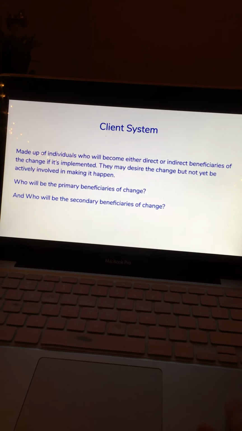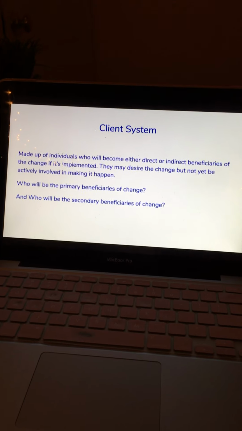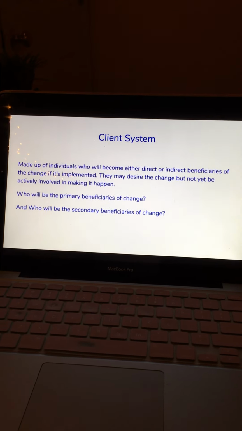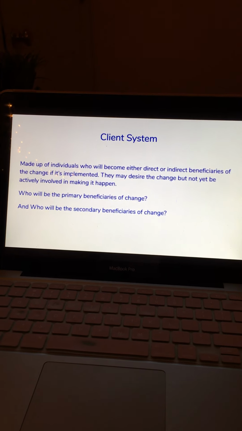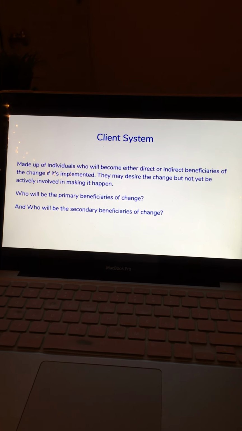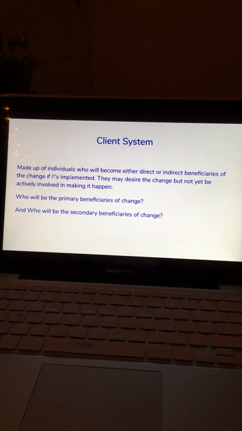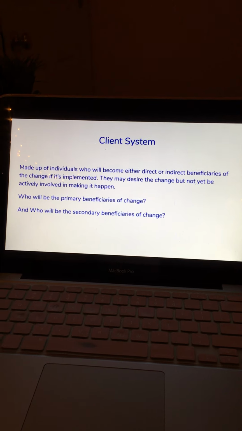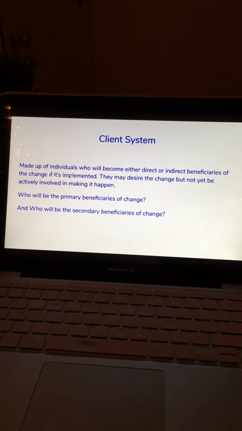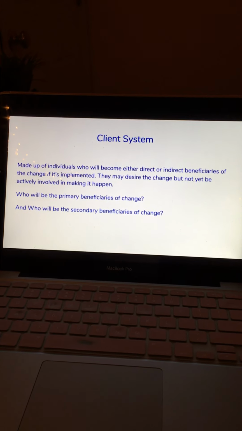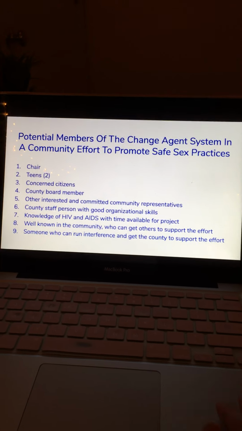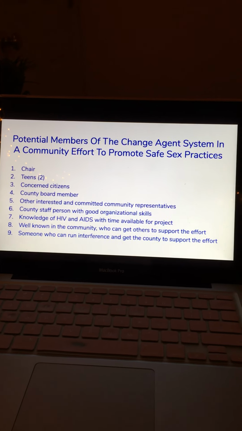So that's that. Next was the client system. This is made up of individuals who will become either direct or indirect beneficiaries of the change if it's implemented. They may desire the change, but not yet be actively involved in making it happen. The two questions raised here are, who will be the primary beneficiaries of change, and who will be the secondary beneficiaries of change? So, potential members of the change agent system.